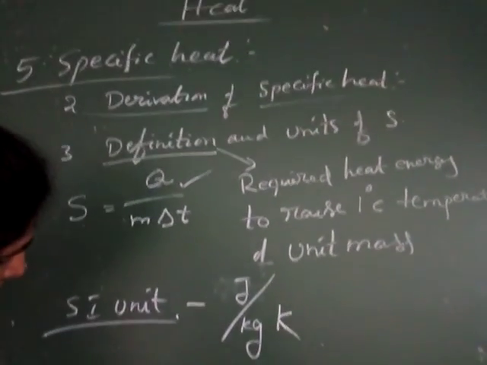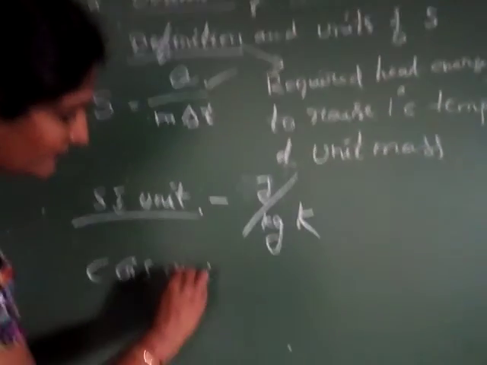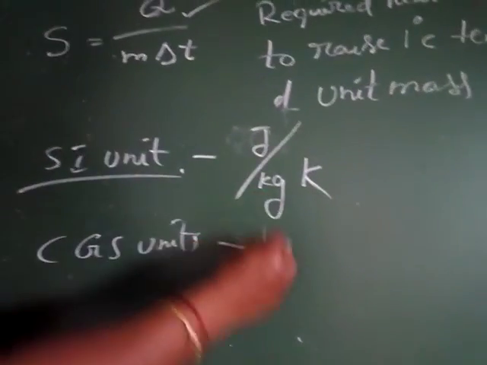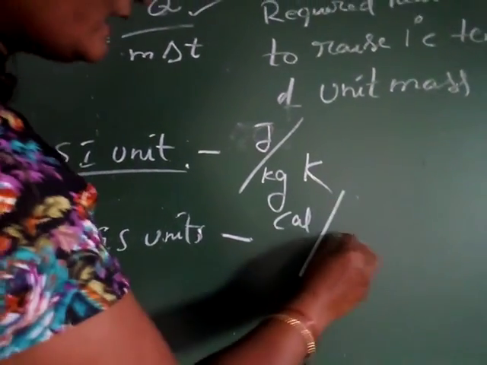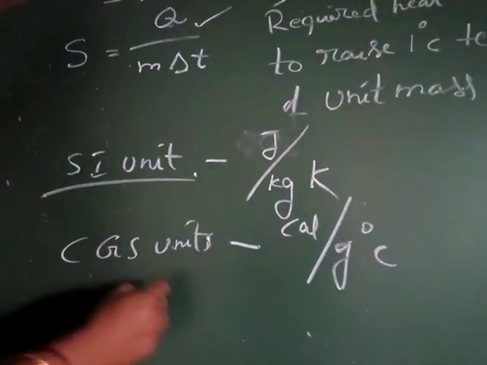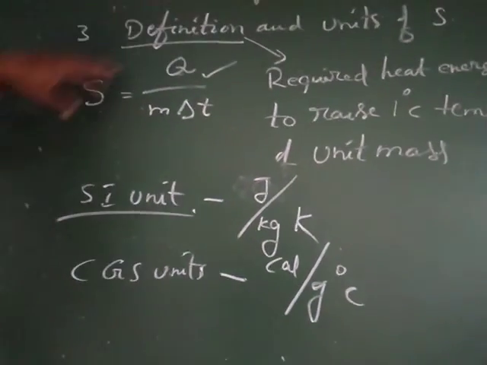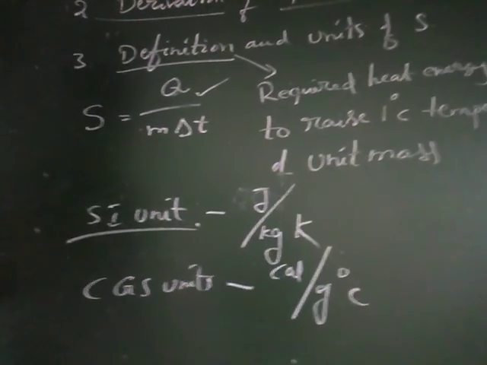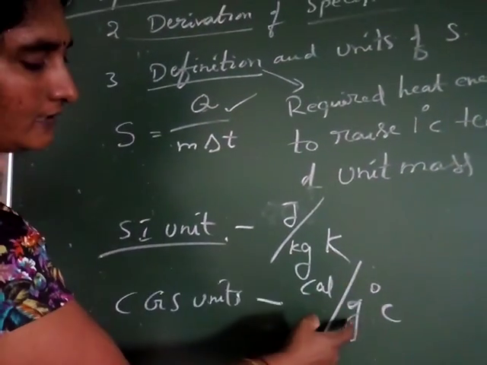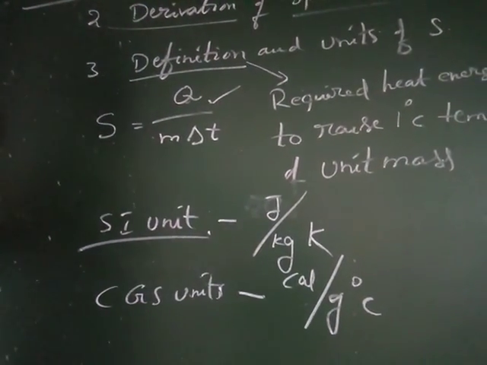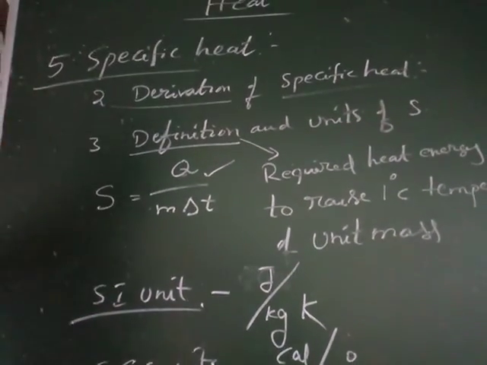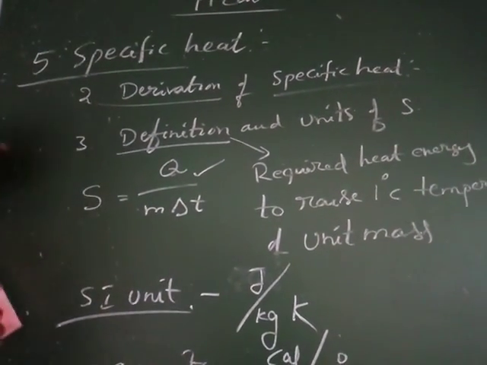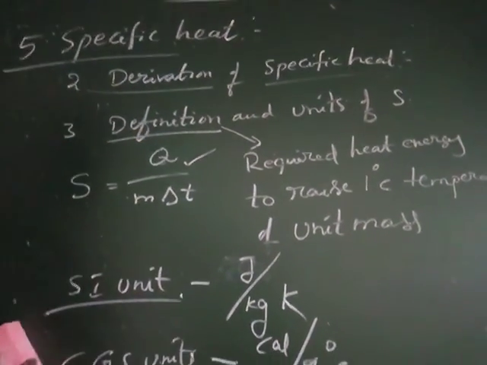And CGS units. Here the CGS unit is calorie per gram degree Celsius. Calorie is the CGS unit of heat, and it is measured per gram per degree Celsius. We are writing calorie per gram degree Celsius as the CGS unit of specific heat. Okay, this is about the third topic, definition and units of specific heat.